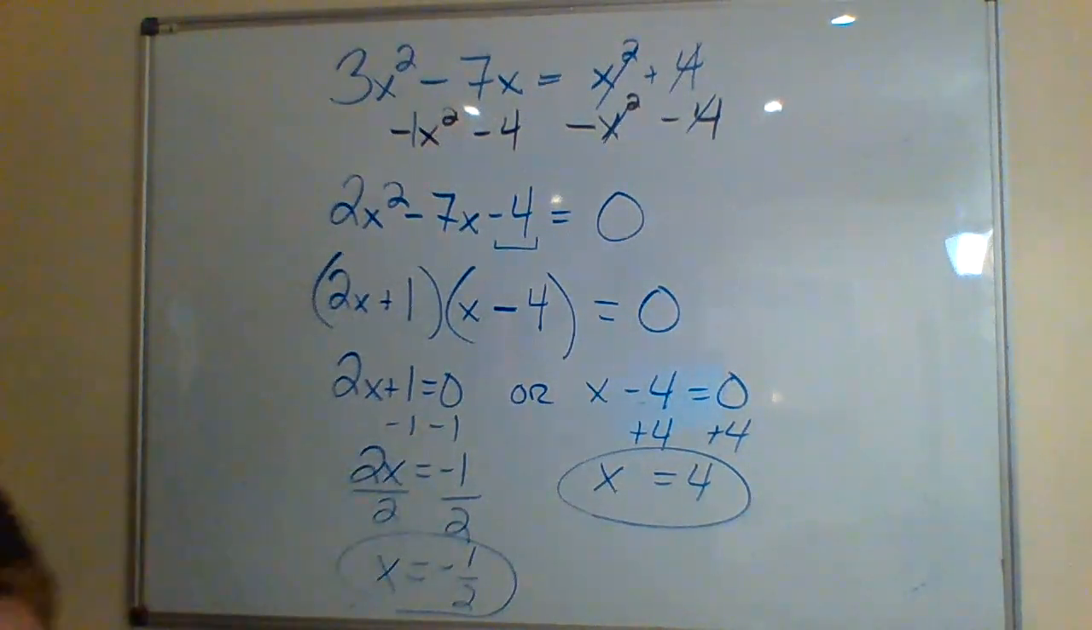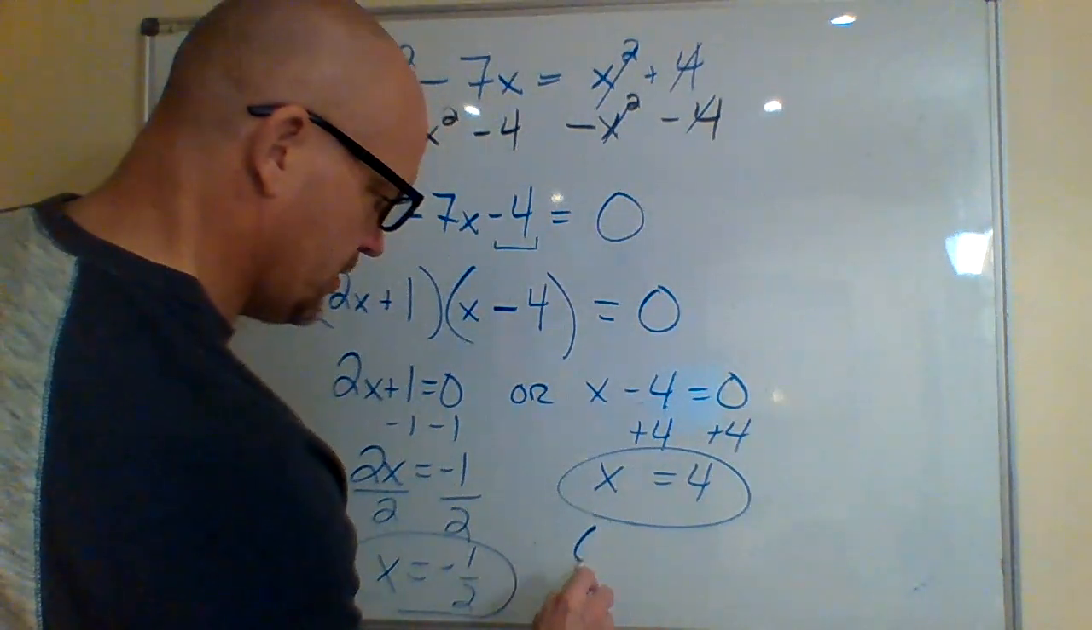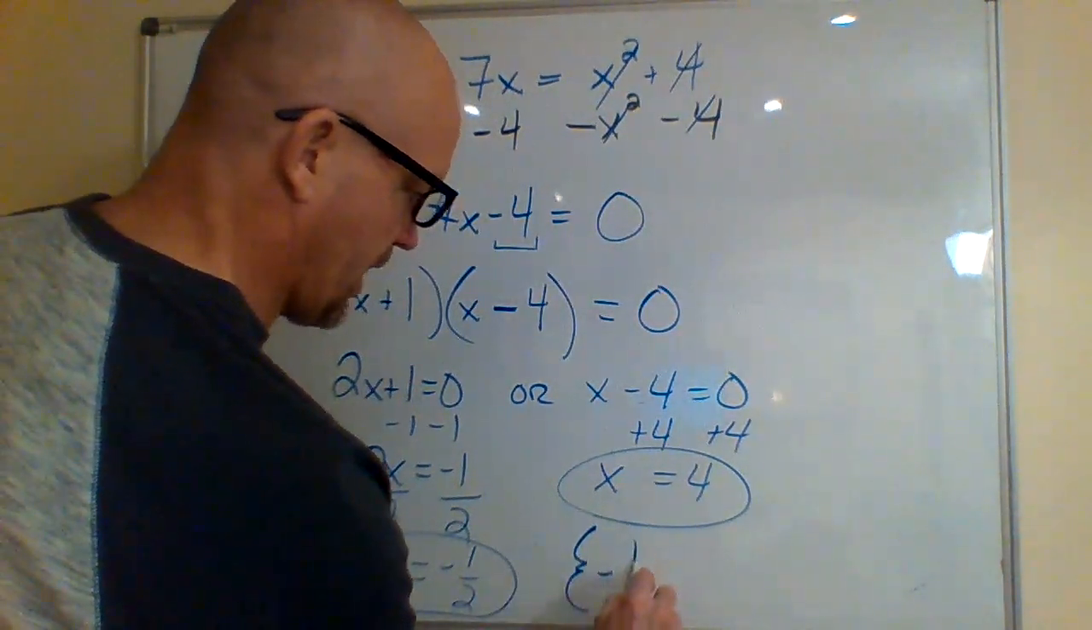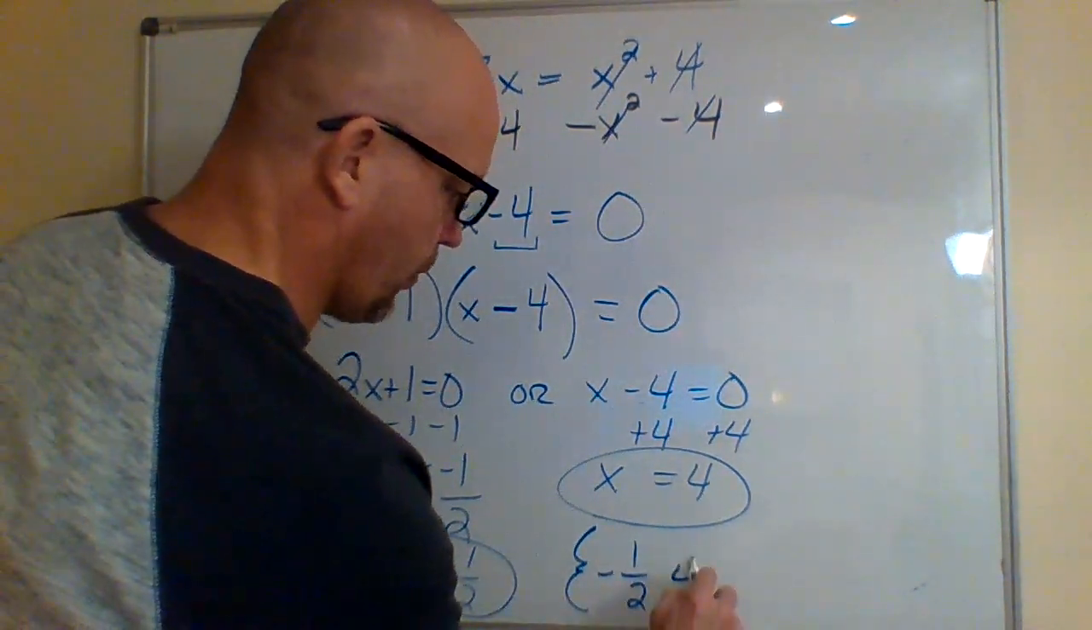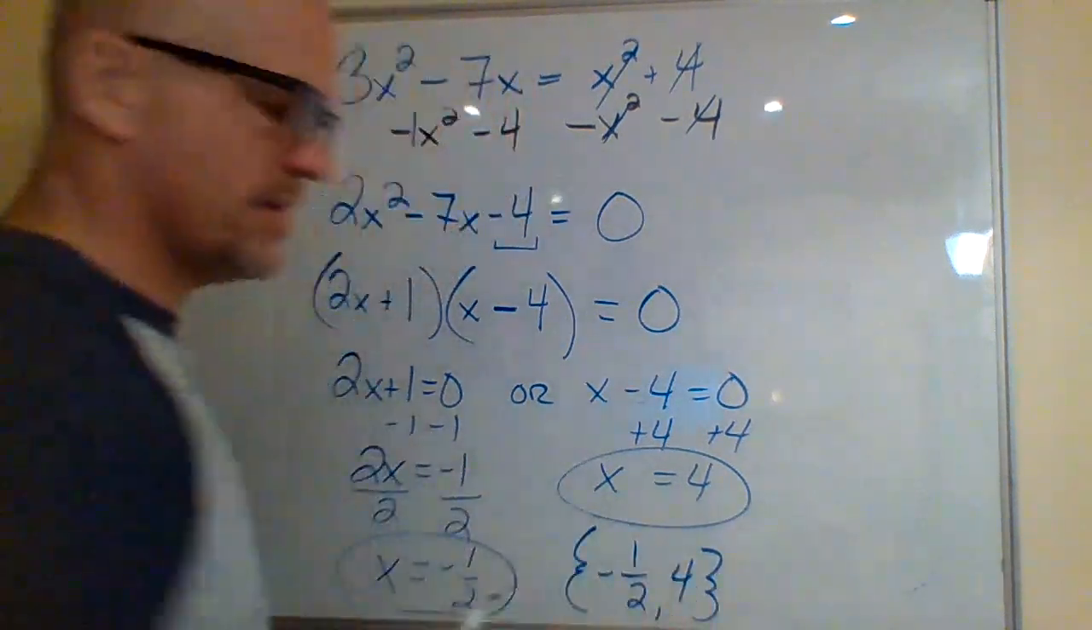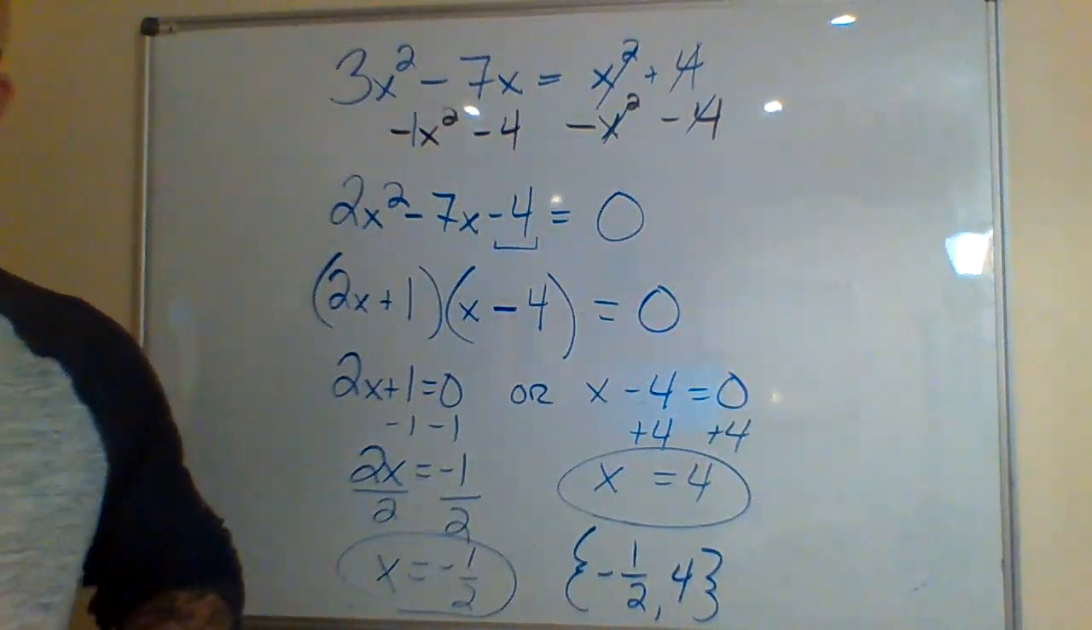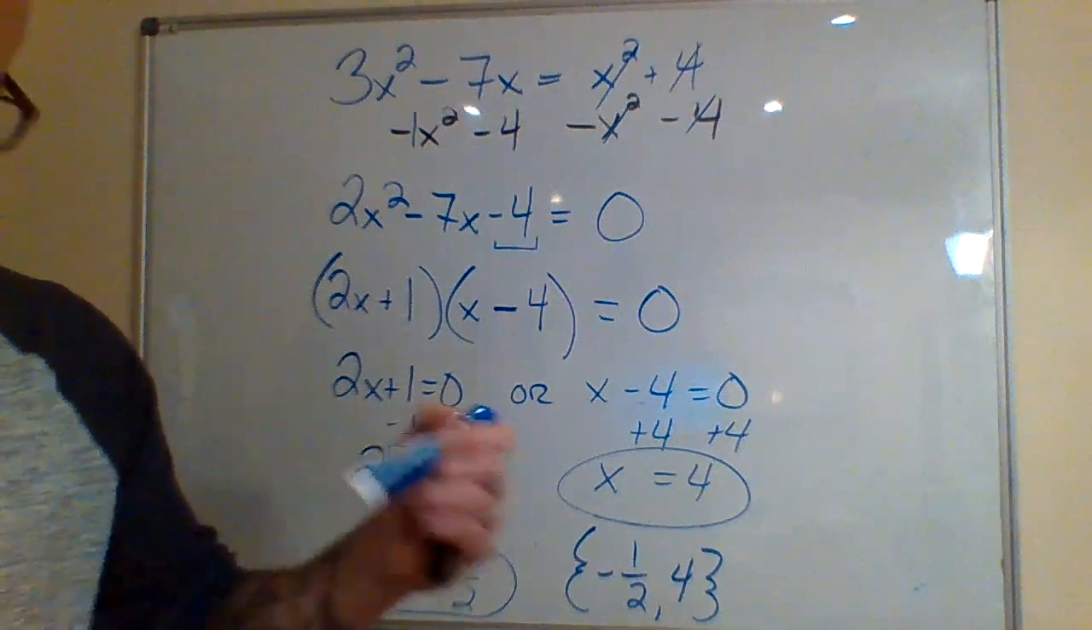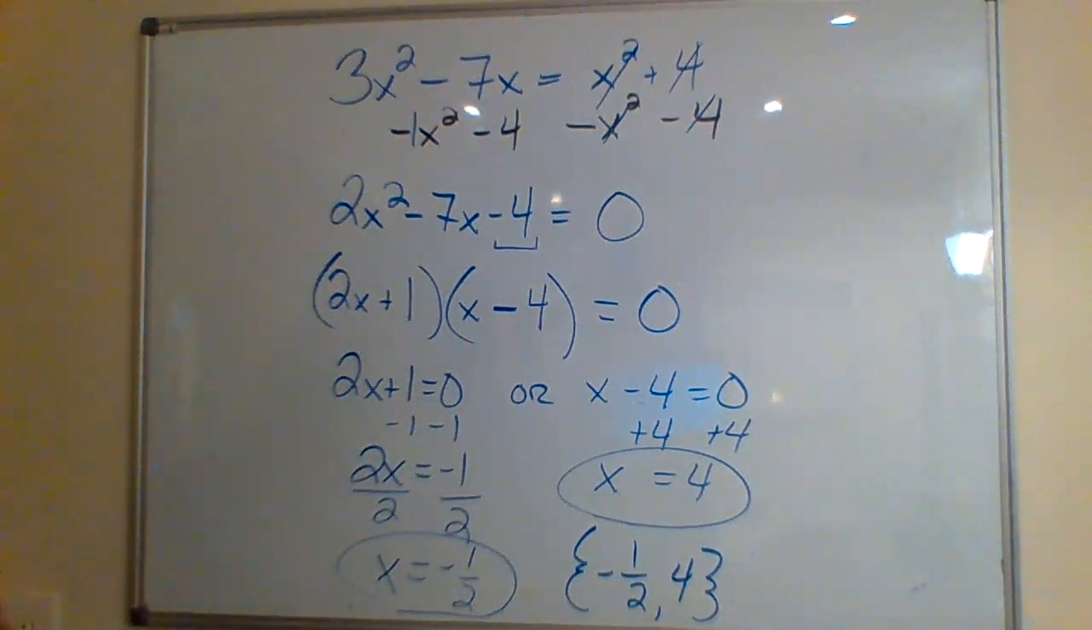So again, putting those in a solution and in ascending order, I'm going to squeeze them in down here. I've got negative 1/2 and 4 as my solutions. Easy peasy. Okay. Let's move on.